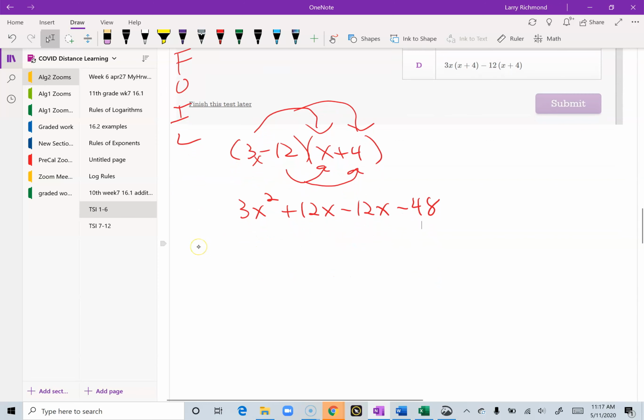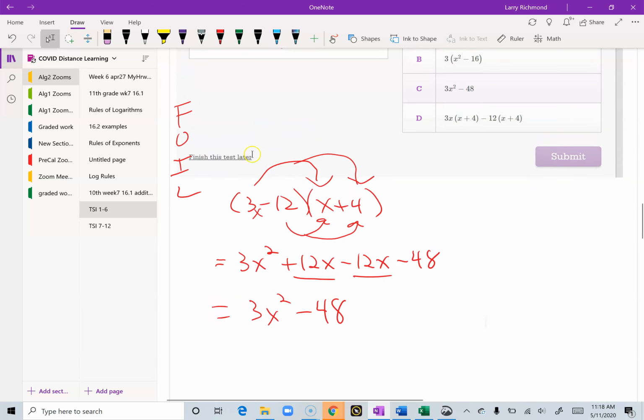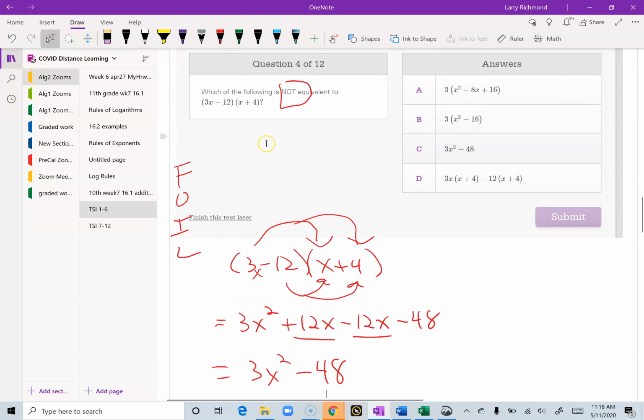Note that when we go to combine like terms, these are additive inverses. They will sum to 0, leaving 3x squared minus 48. All right, so we just want to know which one of these are not that. Well, clearly C is. It's exactly that. If you distribute this one, it's going to be that as well. We have a 3x squared minus 48.